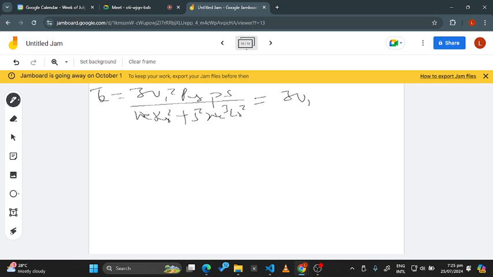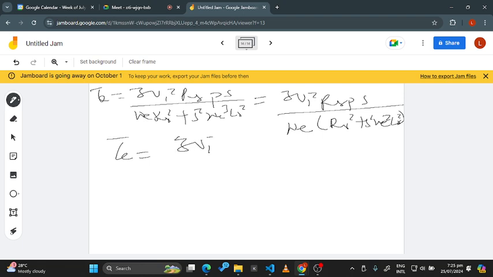Okay, let me write 3v1 squared times RR times P times S, all divided by... Let me bring omega E outside. I'm going to get RR squared plus S squared omega E squared LR squared. Then I can say T is equal to 3v1 squared RR times P, all divided by omega E times S divided by... squared plus S squared omega E squared LR squared.